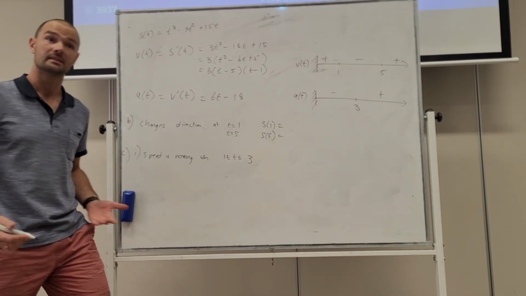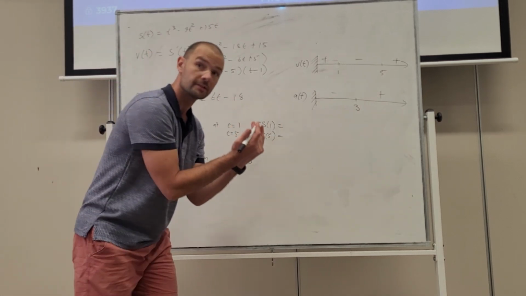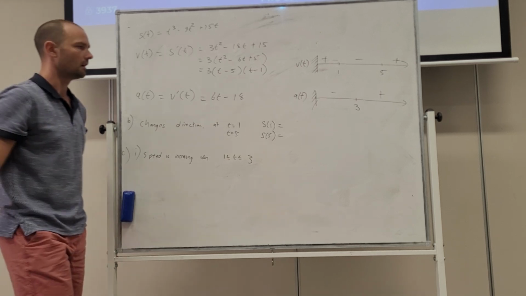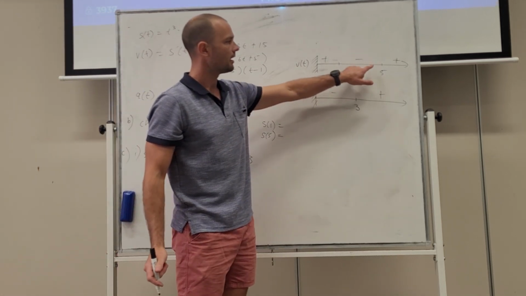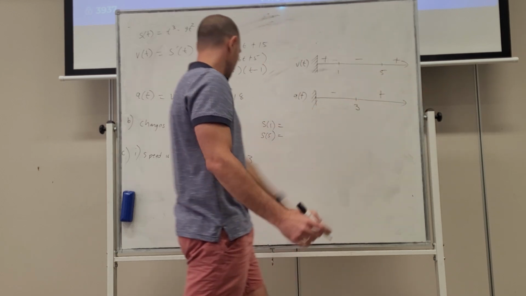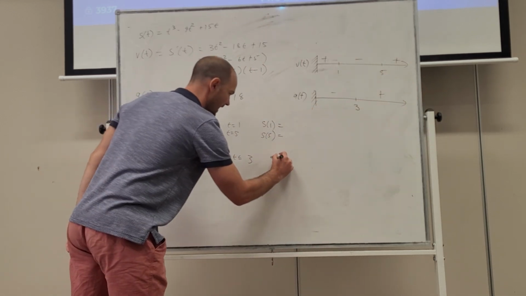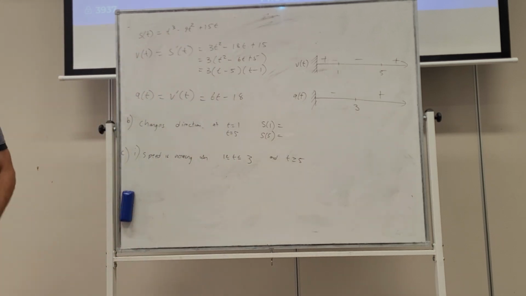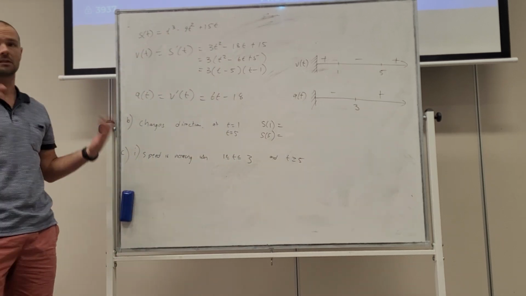So what that means is the speed is increasing to the left. It's accelerating to the left. All right? And then they're both positive for values of t larger than 5. So we can write and t larger than 5. Okay, that's when they both have the same sign.